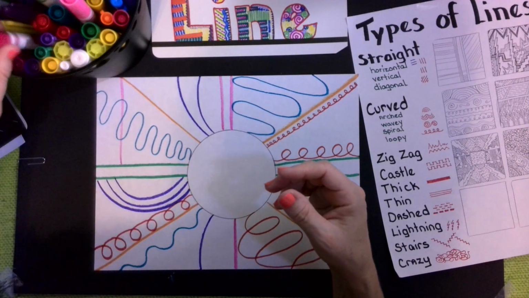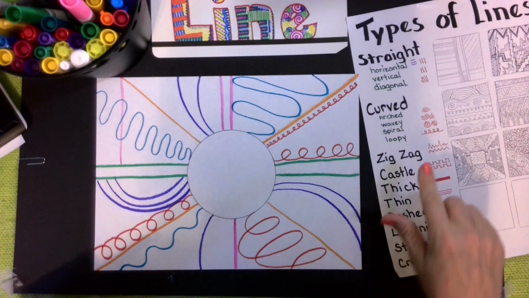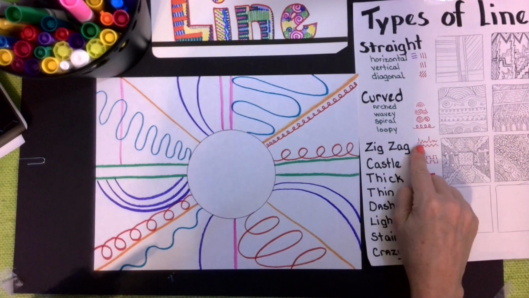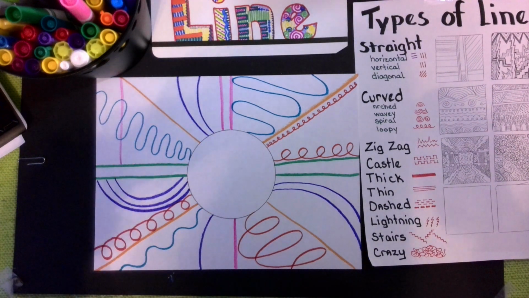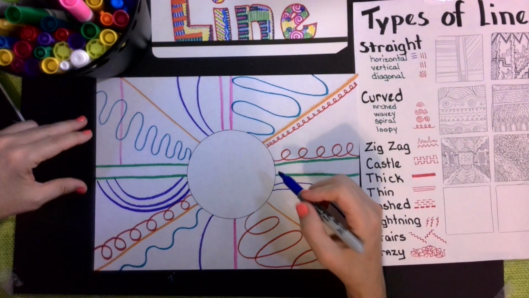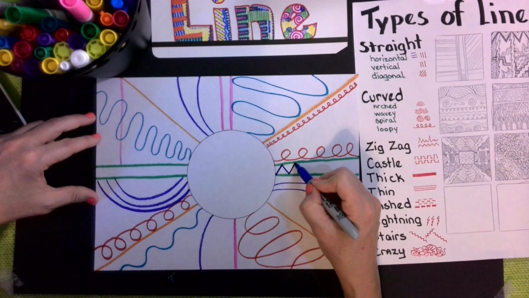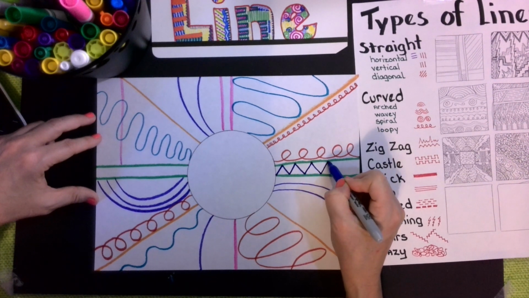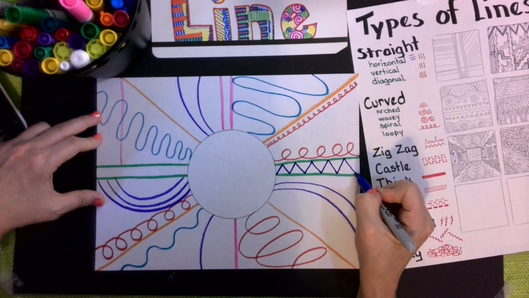Change colors. And let's go ahead and go with a zigzag line. I love zigzag because the Z's look like the zigzags. And kids love to do shark teeth with these, mountains in the distance. Zigzag is up, down, up, down. Make it pointy. Up, stop, down, stop.